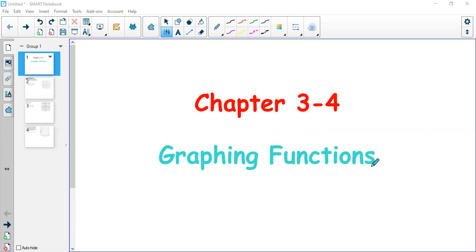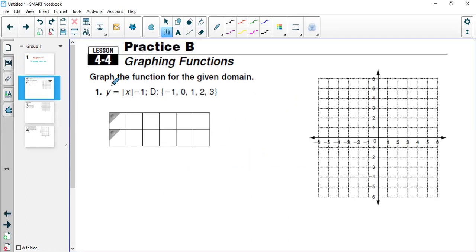So to get started with this lesson, we are just going to graph functions. It is one of the easiest lessons in this chapter. So let's get started. Here we have: graph the function for the given domain. Already we know domain is the value of x. The x values can be called the domain, the input, or the independent variable. There are a variety of names for x. So if they say given domain, that means the value of x is given. We need to find the value of y and graph it accordingly.